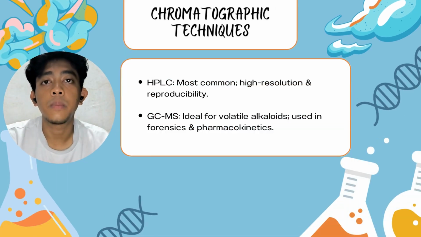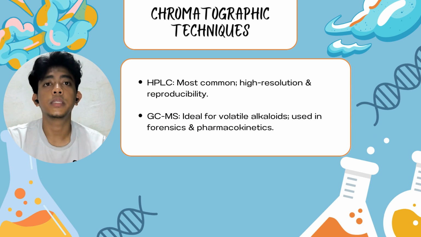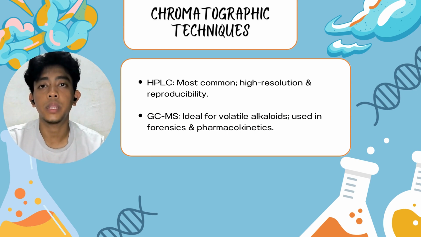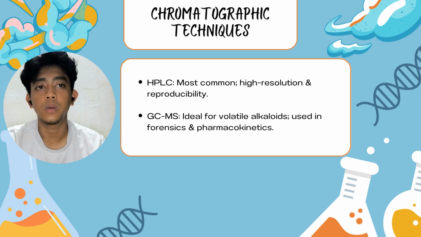High-performance liquid chromatography, or HPLC, is the most widely used method to quantify alkaloids in raw extracts and drug formulations. It provides high-resolution separation and reproducibility. For volatile alkaloids, gas chromatography-mass spectrometry, or GC-MS, is used. It helps identify compounds by analyzing their mass spectra and fragmentation patterns, especially in forensic or pharmacokinetic studies.